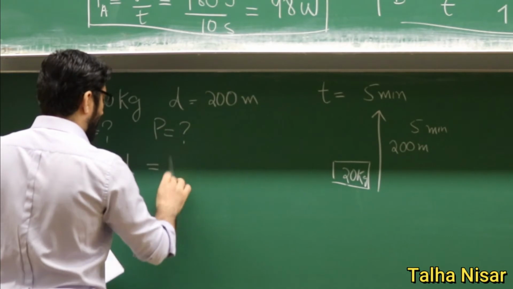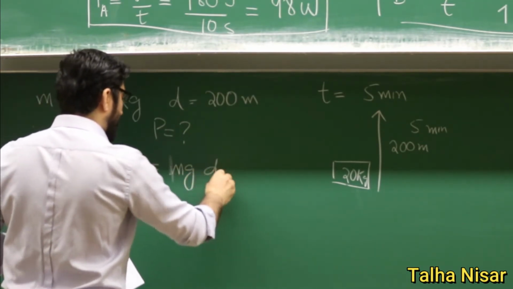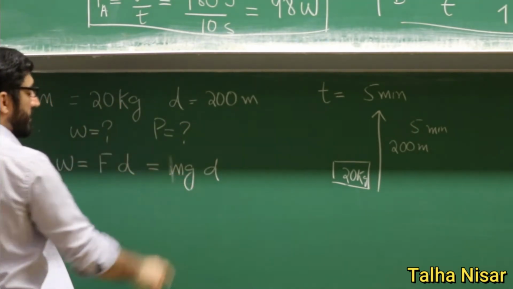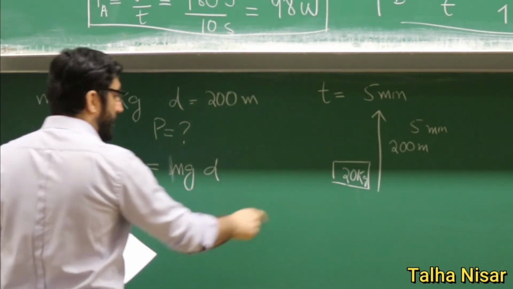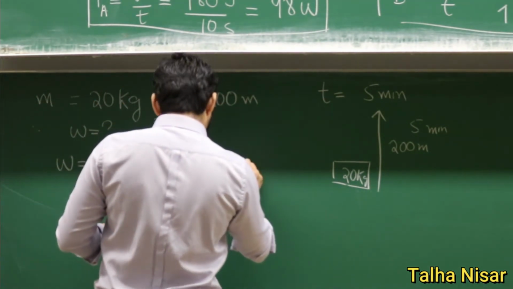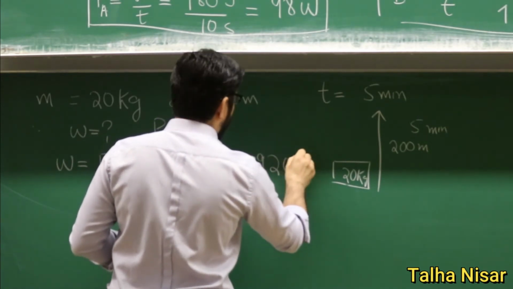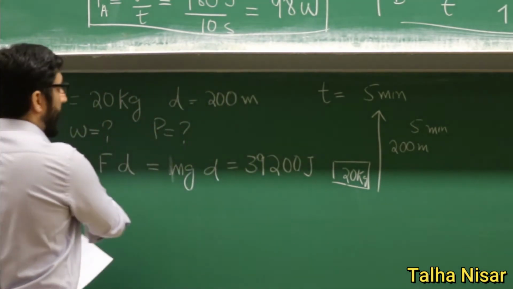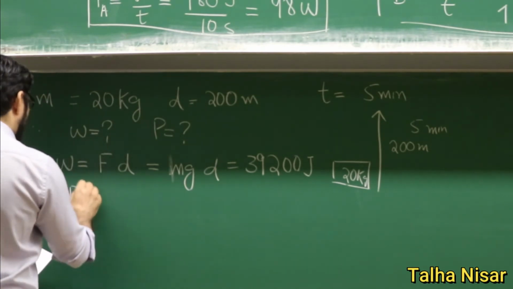Here in this case the force is mg, and then we have the displacement. So if we put the 20 kg here, and then the gravitational acceleration is 9.8 meters per second squared, and then the displacement is 200 meters, if we put all these values, we will get 39,200 joule. So we have calculated the work done for this system.